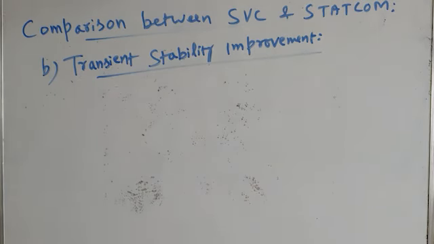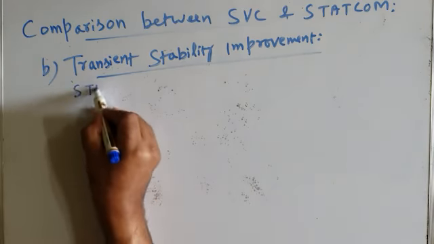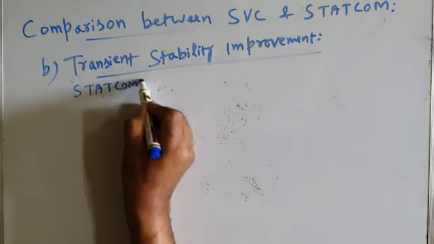What is transient stability? We already know that transient stability is the ability of a system to recover after a major disturbance. The disturbance may be a severe three-phase fault which will result in a step-like decrease in electrical power transmitted, and it will result in acceleration of the rotor or machine, and hence it may result in unstable operation. If the system recovers from this, then we say that the system has transient stability, it is stable. Let us first see the transient stability improvement provided by STATCOM.